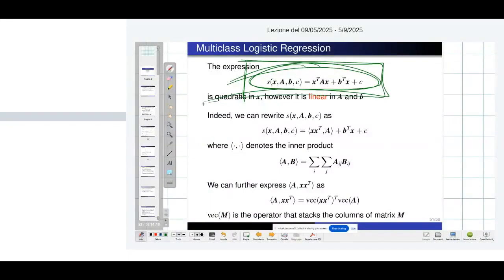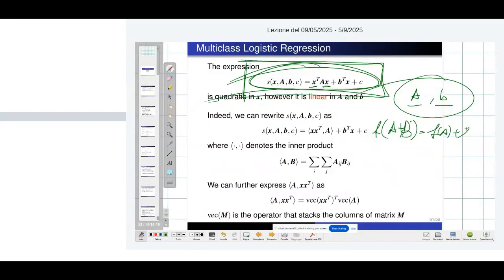If we analyze this expression, we can observe that it's a quadratic expression in X, but if we look at it as a function of the parameters A and B, it's actually linear in A and B. What does it mean? A function is linear if this is true. Imagine that I have S of X of A plus B; this is equal to the sum of the scores. So in terms of the model parameters A, this is a linear function. We can express this linear function in this way.